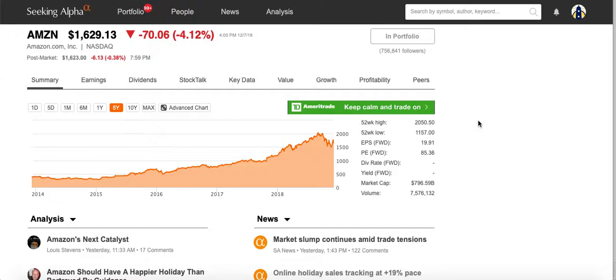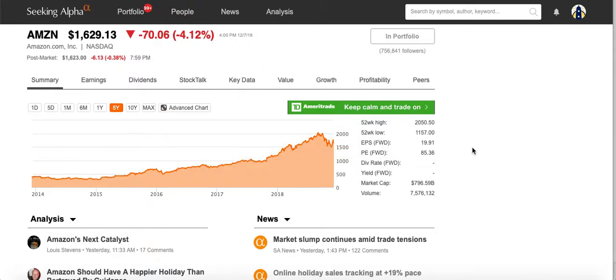So let's first look at Amazon. And if you follow the investor community at all, you realize that Amazon has always been a quote unquote high PE stock, otherwise known as a company that you're paying a lot for their earnings, sometimes non-existent earnings. It wasn't until recently that Amazon even had a PE ratio.